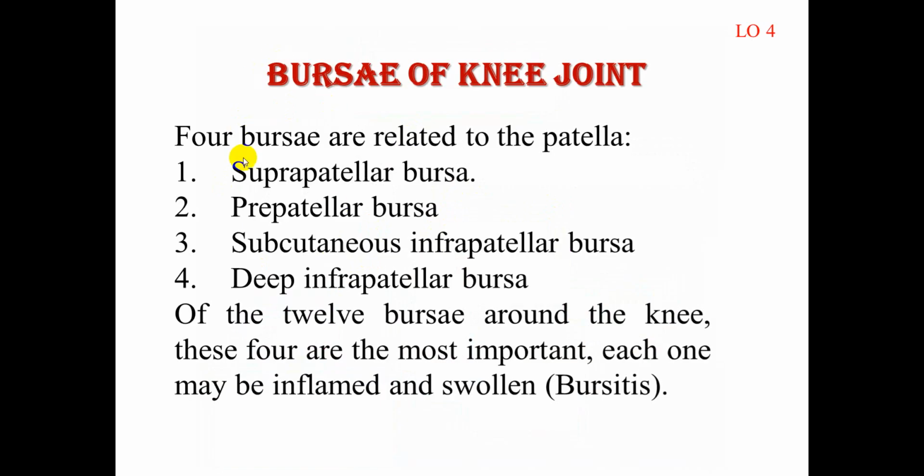We have bursae, you know the bursa. We have 12 bursae around the knee joint. The most important ones we will discuss are the suprapatellar bursa, prepatellar bursa, subcutaneous infrapatellar bursa, and deep infrapatellar bursa. Any one of these might be inflamed, and inflammation of a bursa is called bursitis.